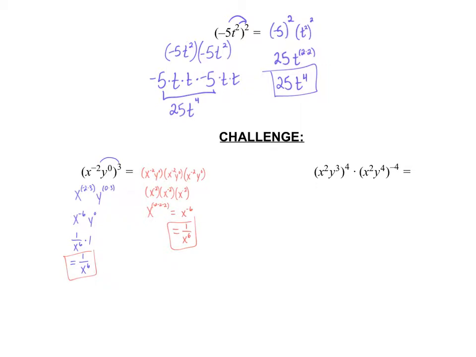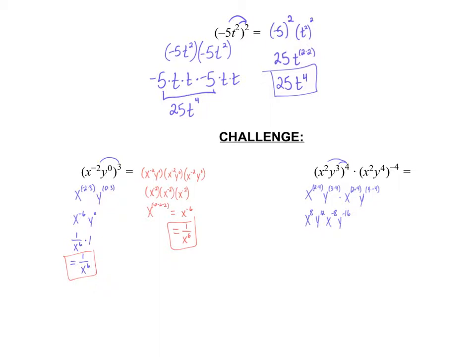All right, now this next one. Let's do this with our exponent properties. A power to a power means we multiply the exponents. So x to the 2 times 4 power, y to the 3 times 4 power, times x to the 2 times negative 4 power, times y to the 4 times negative 4 power. So really we have x to the 8th times y to the 12th times x to the negative 8th times y to the negative 16th.